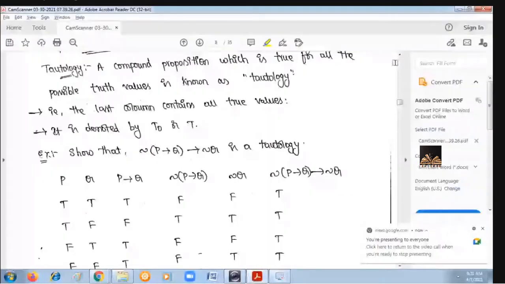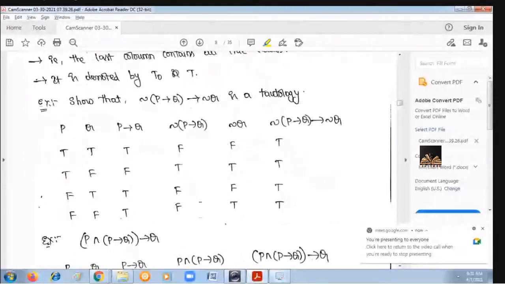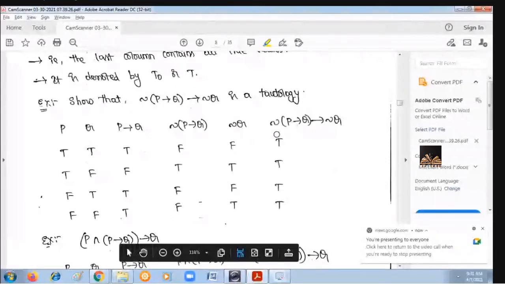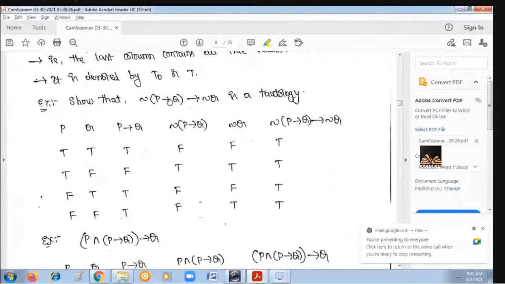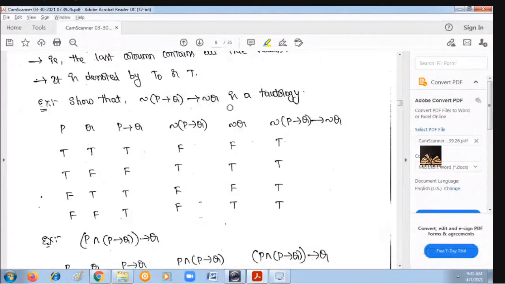So whenever a compound proposition is given, you can prove that it is a tautology by constructing the truth table, and in the truth table, if the last column gives you all true values, then we can say that it is a tautology. So see, prove that negation of P implies Q implies negation Q is a tautology.